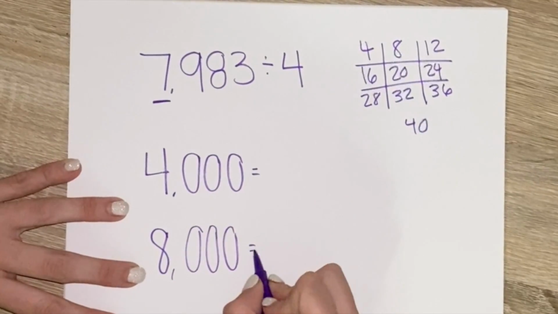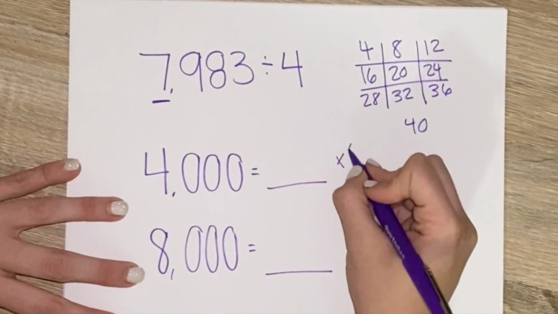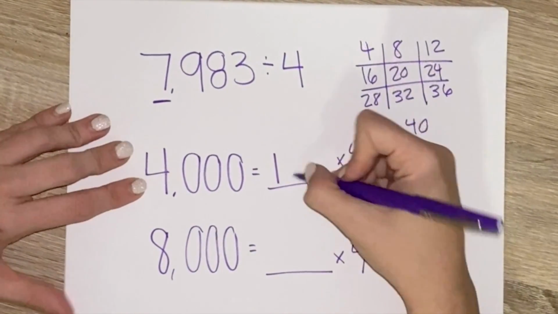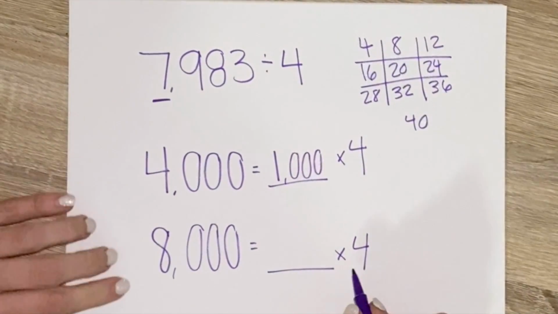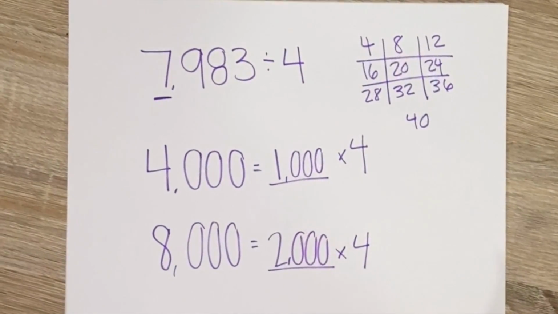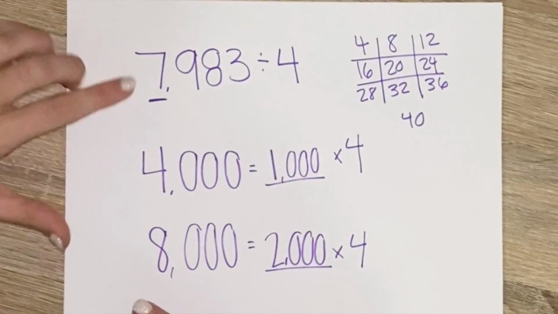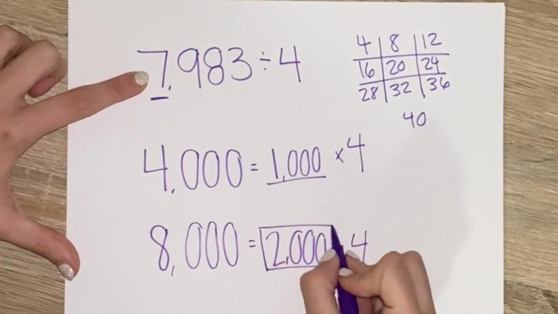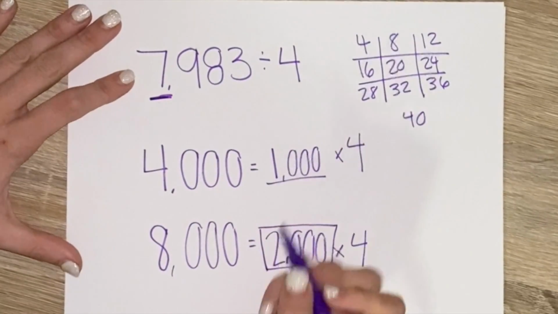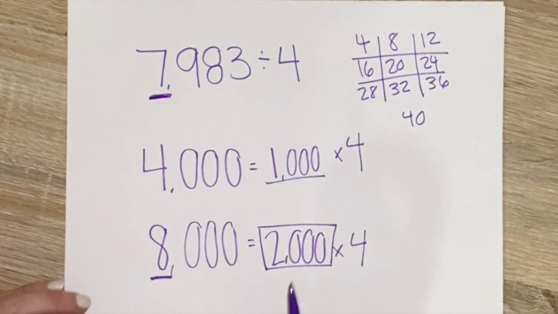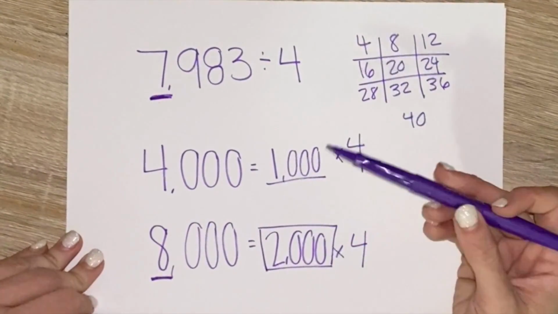And now, I can think what times 4 is equal to 4,000? Well, 1 times 4 is 4, and then I add my 3 zeros, and then 4 times 2 is 8, and I can add those 3 zeros. All right? Now, if I look closely, I can see that my quotient will actually be closer to 2,000 because 7 is closer to 8 than 7 is to 4. All right? So that means that my quotient will be closer to 2,000 than it will be to 1,000.